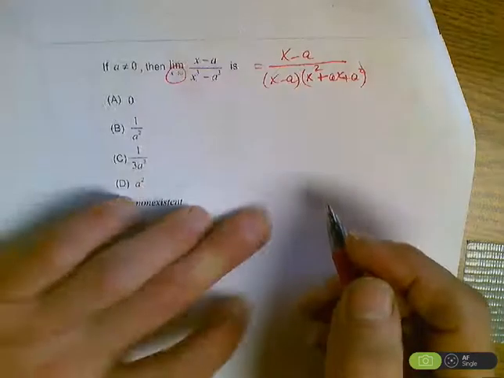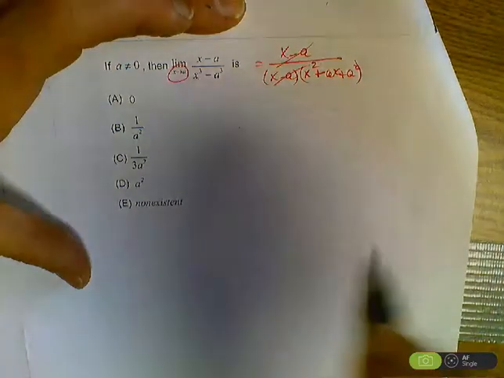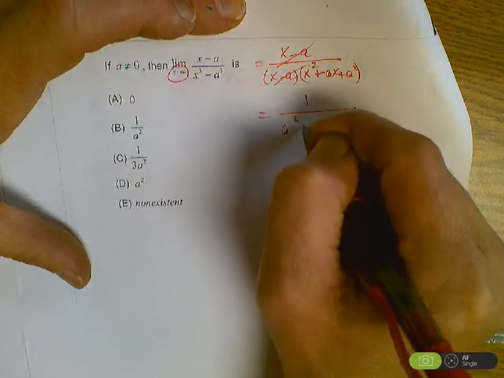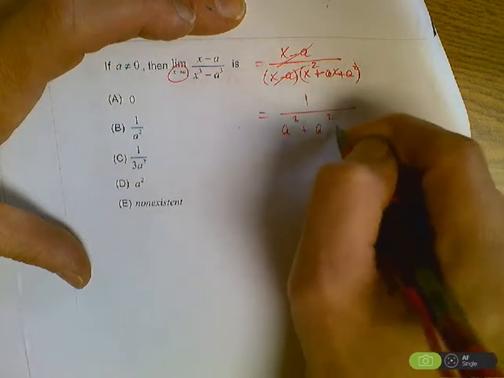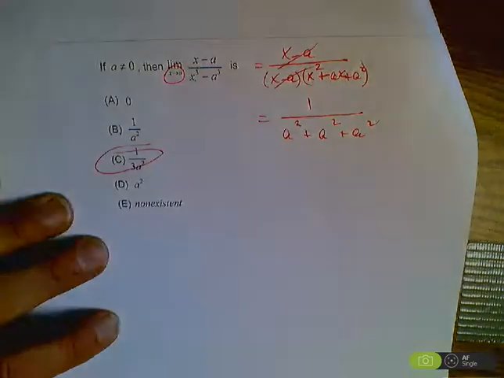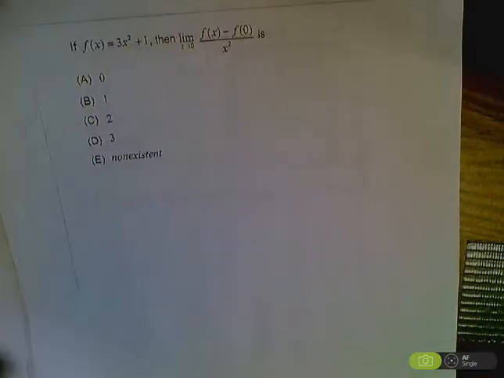That's right. So now all I got to do is cancel these two and reduce them out, and then I plug in a for the x's. So I get 1 over a squared plus a times x, which is a squared, plus another a squared. So it's 3a squareds downstairs. There it is. So the answer is C. Okay, there's my answer, C. Okay, next. And so it's just arithmetic.